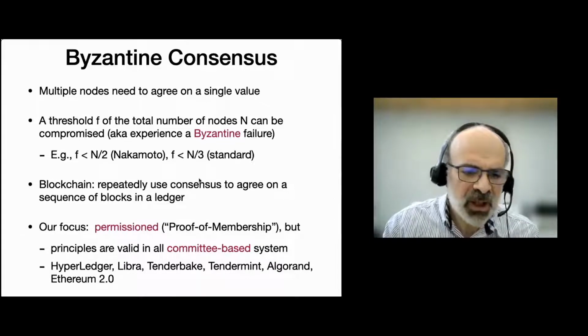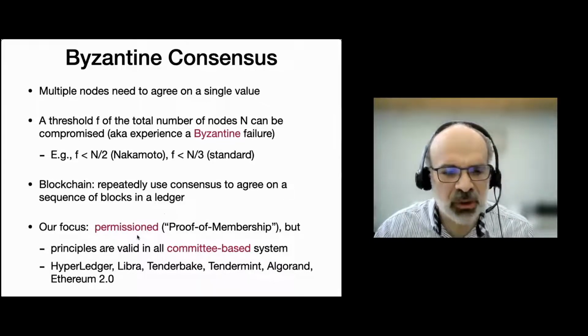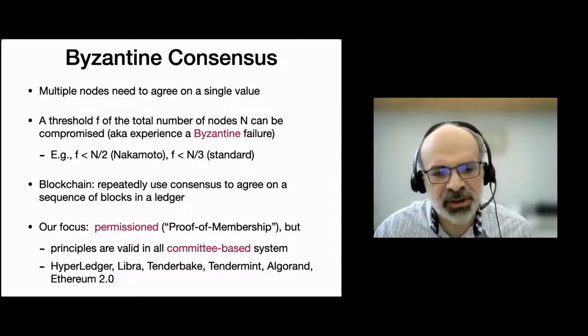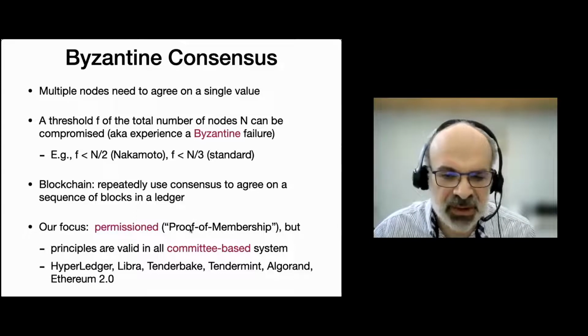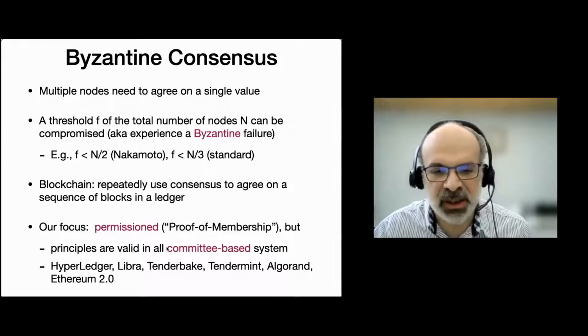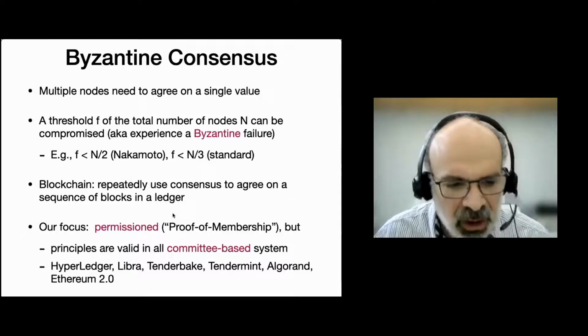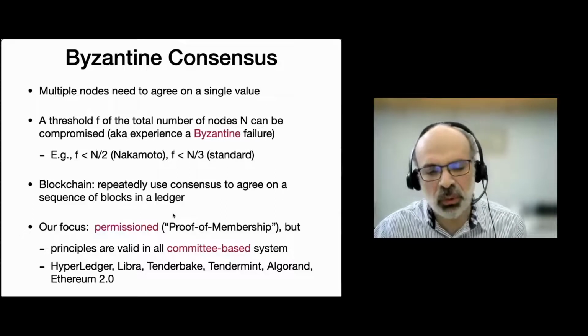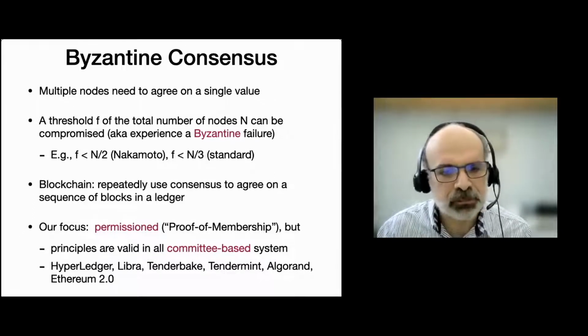Okay, so we will focus on permissioned ledgers in this talk. Permissioned ledgers are sometimes called proof-of-membership ledgers or proof of authority, things like that. But the principles will be valid basically in all committee-based systems. These include, among other things, Hyperledger, Libra, Tenderbake, Tendermint, Algorand, Ethereum 2.0, and so forth.